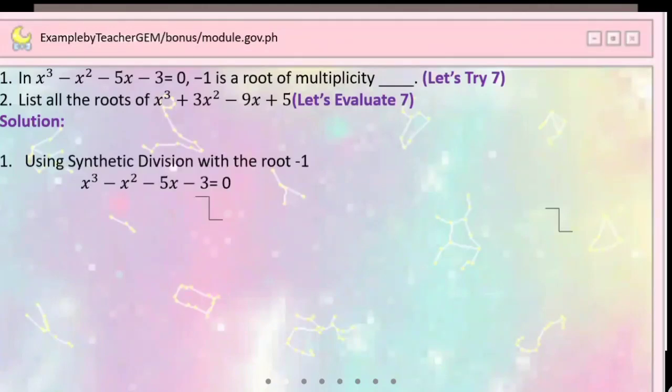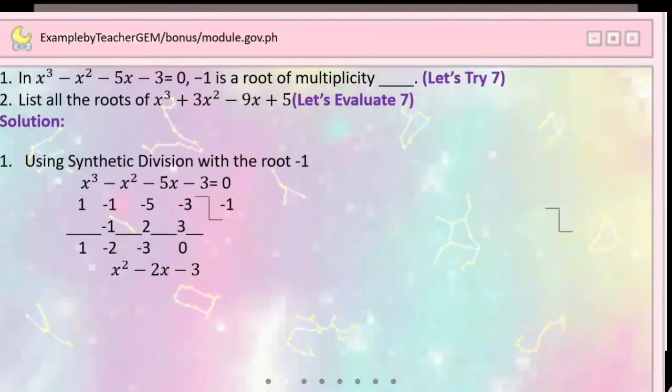Let's try number 1. Using synthetic division with the root of negative 1, since negative 1 is given here. Our values are 1, negative 1, negative 5, negative 3, and negative 1 as our root. Bring down 1, then multiply by negative 1. So, negative 1 here. Add, so negative 2. Multiply by negative 1. Negative times negative, positive. Subtract, negative 3. Multiply by negative 1. Negative times negative is positive, equals 0.